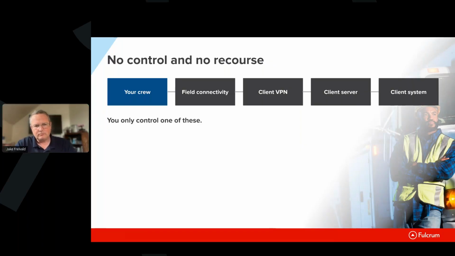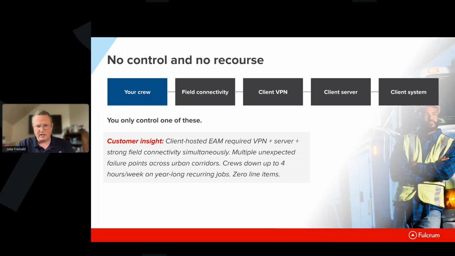The only thing you control out of this is your crew. So what do you do with respect to the crew that you have in order to gain some kind of control? Well, the customer that I was talking to about the specific situation talked about the fact that the client required them to use their enterprise asset management platform. To do that, they were required to go in through the VPN and into their server, and then that would be connected to the EAM internally.